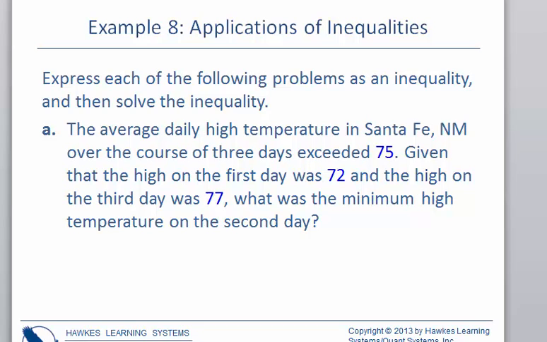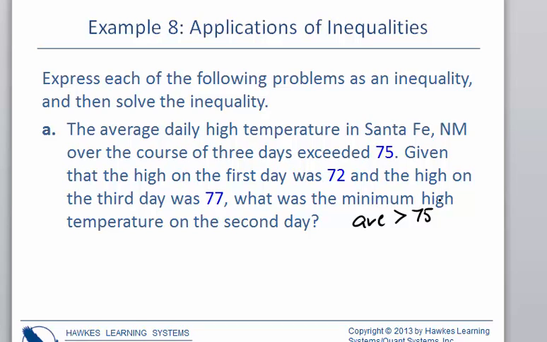Okay, so let's look at a couple of examples. Express each of the following problems as an inequality and then solve that inequality. Part A says the average daily temperature in Santa Fe, New Mexico over the course of 3 days exceeded 75. Okay, so right now I know, and I'm just going to jot this down as we go, that the average exceeded, which means that it was greater than 75.